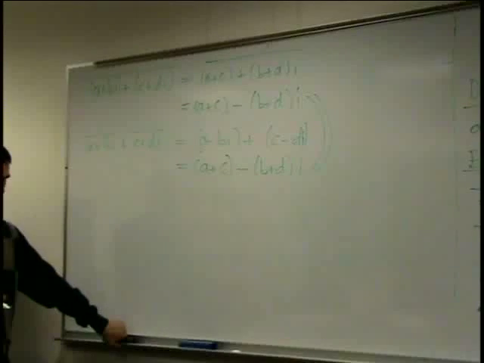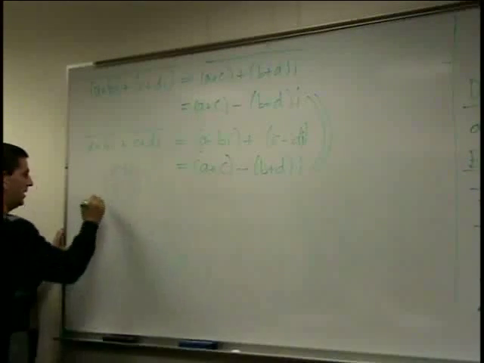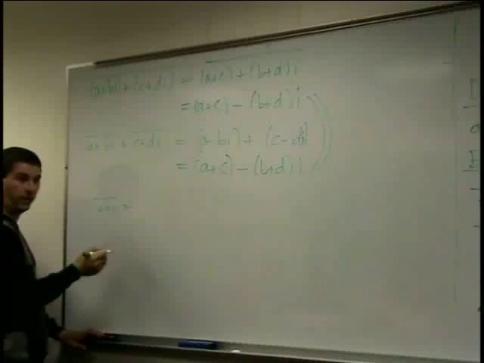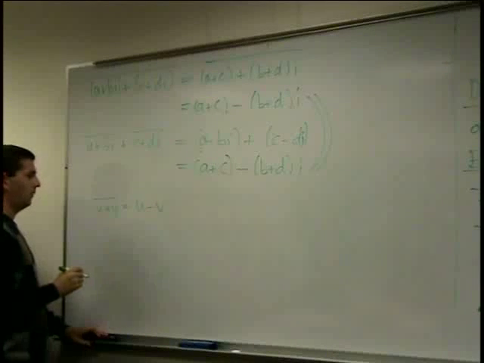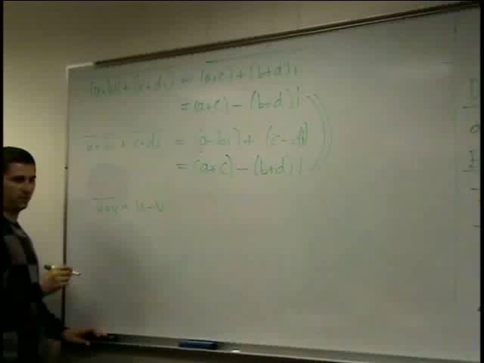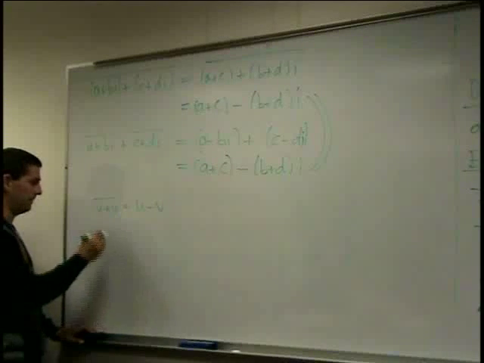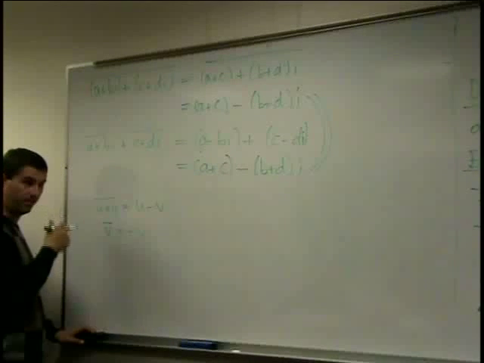No, that's not right. If it's a plus bi, the conjugate becomes a minus bi. But if the conjugate of u plus v was u minus v... well, let's take a very special case where u is 0. In that case, you would just have v bar equals minus v.